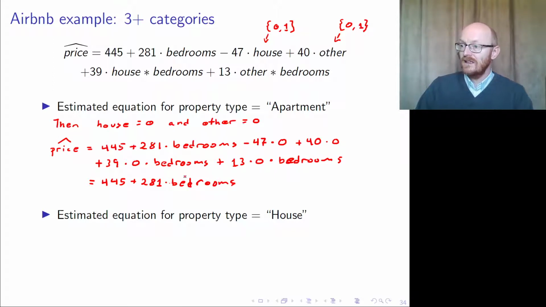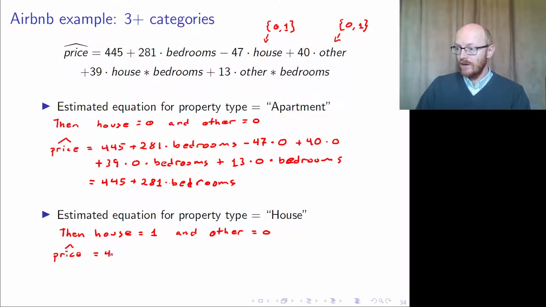So this is the estimated equation for the type apartment, and this is the base case. Okay, the base case when all the dummy variables are equal to 0. Okay, so what if the equation is for property house? Then house equals 1 and other equals 0.